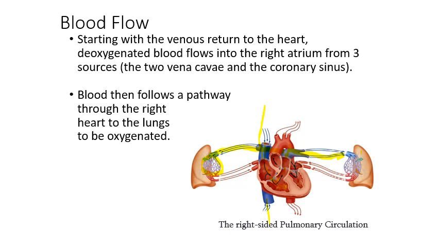At the lungs, we will drop off the carbon dioxide, pick up the oxygen, and then come back through the pulmonary veins. So four pulmonary veins here entering back into the heart on the left side. So that's your pulmonary circulation. So taking deoxygenated blood into the right heart, out to the lungs, and then back.